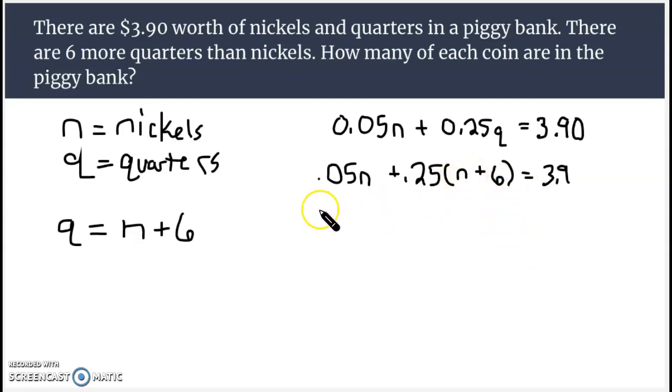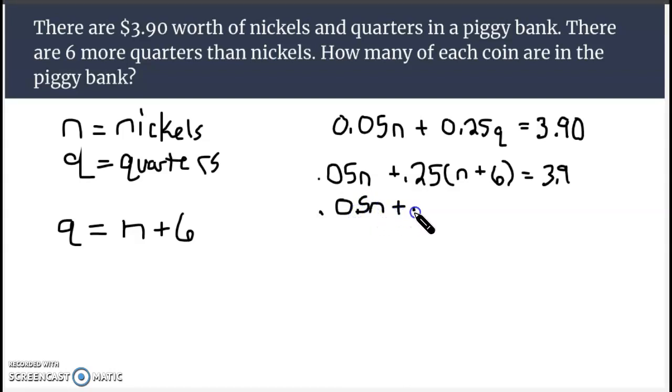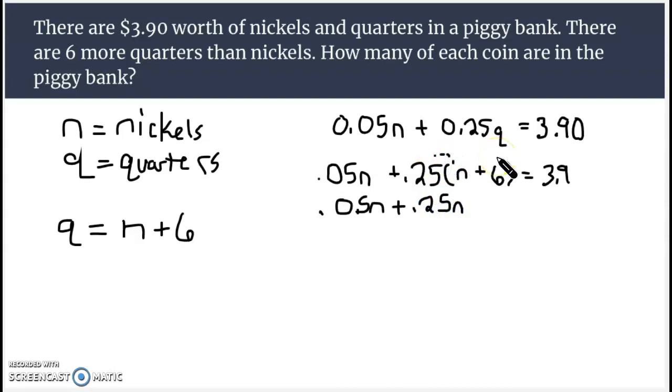And now I'm going to solve this equation for N. 0.05 N plus 0.25 N. Use the distributive property here to solve. And then I need to take 0.25 times 6 and I get 1.5.